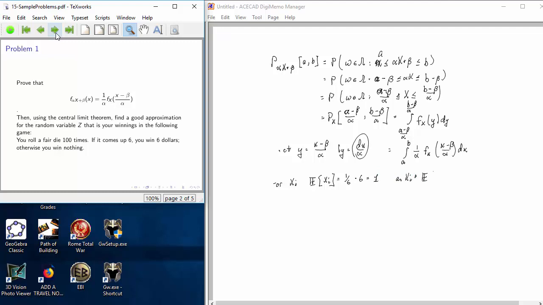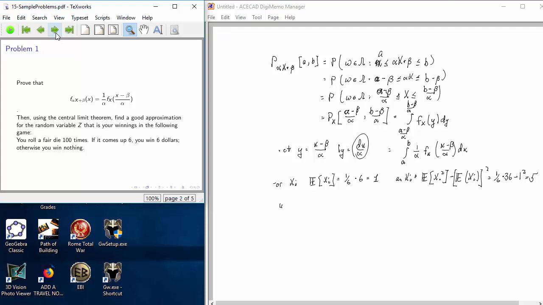is, as you now know, the expectation of the square of the random variable minus the square of the expectation. So that's 1/6, the probability of getting a 6, times 6 squared. And we have to subtract off the square of the expectation, 1. That's 6 minus 1, or 5. So for an individual roll, we have an expectation of 1, a variance of 5.